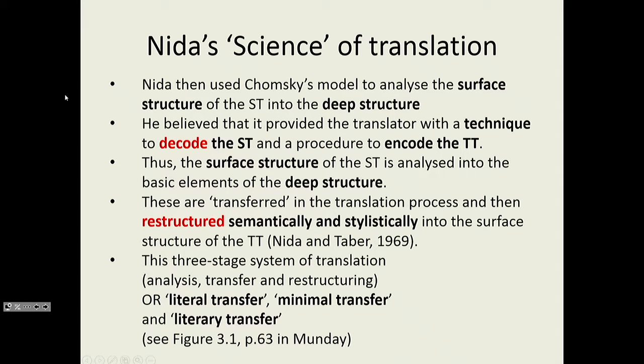So the science of translation via Nida basically came about by using this Chomskyan model to analyse the surface structure of the source text into the deep structure. So basically what I've just described. So Nida believed that it gave the translator a technique that he or she could use to decode the source text, find out what the source text is saying, and then a procedure or a process or a way of encoding the target text, and then embellishing that message in a way that would enable it to communicate effectively in the target text. So the surface structure of the source text is analysed into the basic elements of the deep structure, and these are then transferred.